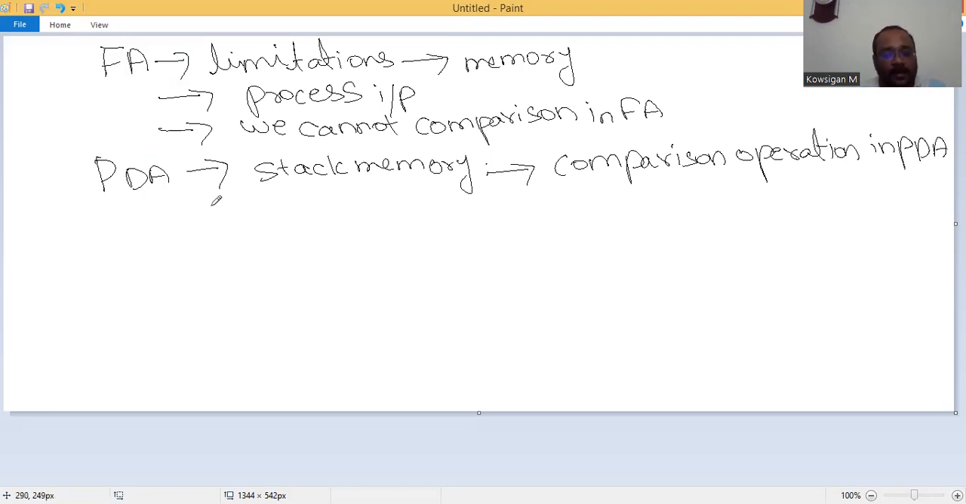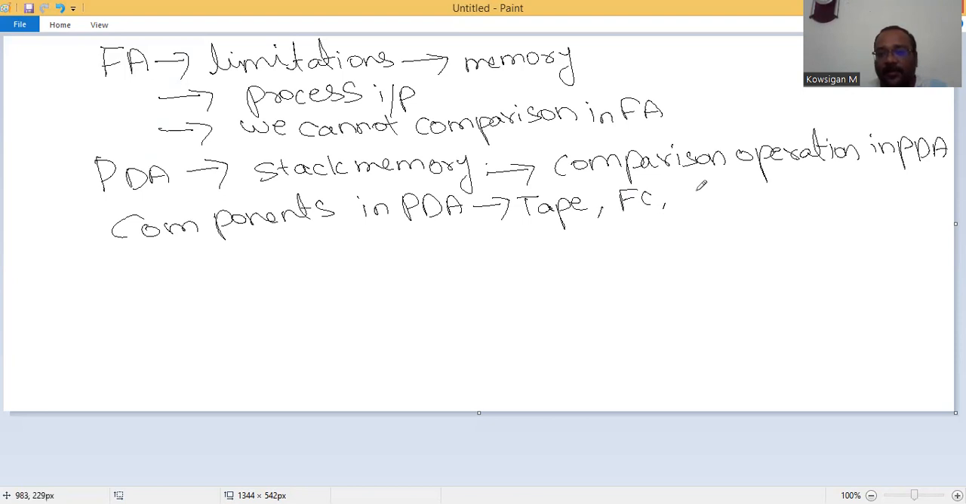When I am speaking about the components of push-down automata, there are three components. First one is the tape. Second one is the finite control. Another one is the stack. The tape indicates the user input along with the blank. The blank is used to indicate the end of the user input, and it is mentioned with capital B.